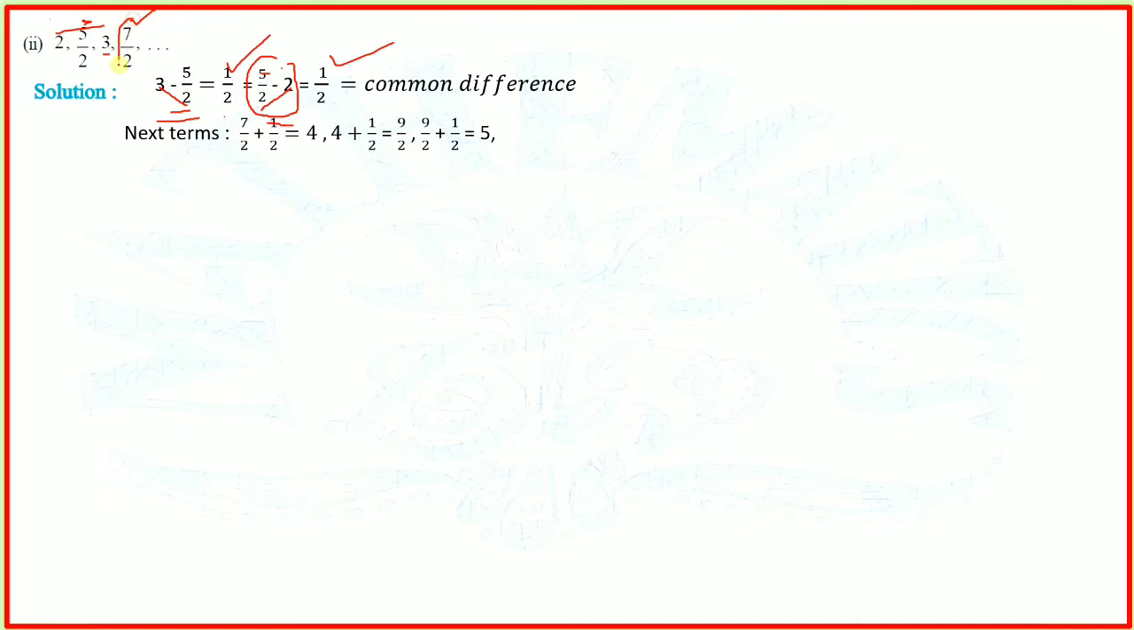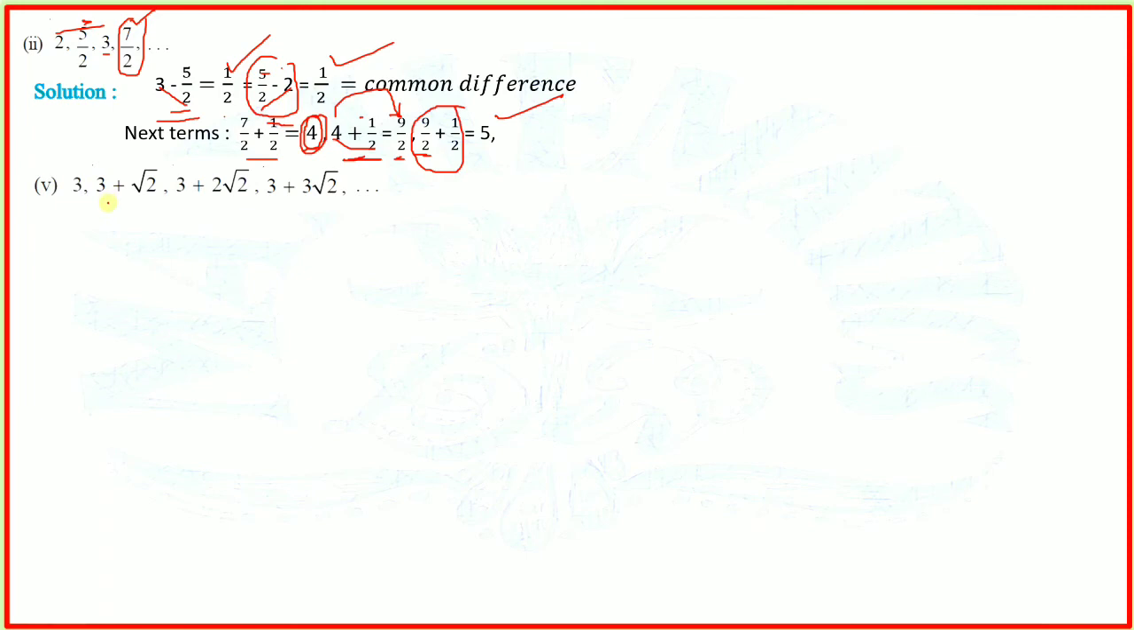So this last term plus common difference, 7 by 2 plus 1 by 2 is equal to 7 plus 1, 8 by 2, 4. Okay, and then that last term plus common difference will be the next term. So that is equal to 4 plus 1/2, 9 by 2, and that last term plus common difference will be our next term. 9 plus 1, 10 by 2 is equal to 5. So these are the 3 next terms.